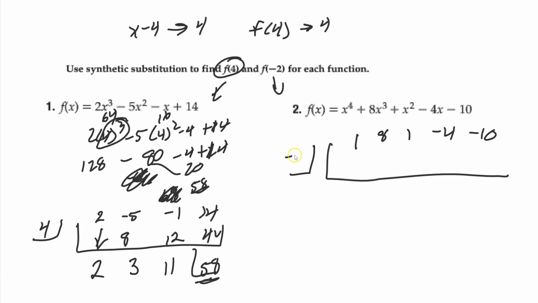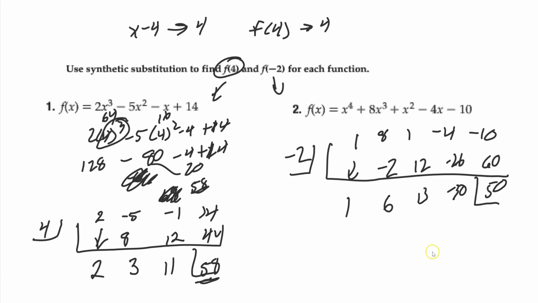So you have this. I'm plugging in negative 2. The last one is a remainder. Bring the first one down. Multiply across, so negative 2. Add 6. Multiply 12. Add 13. Multiply negative 26. Add negative 30. Then multiply to get 60, and add to get 50. So F of negative 2 is 50.